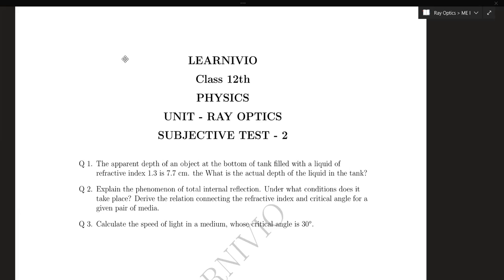Yes, Astha. Ma'am, for the third question, the medium is not specified. So it's like vacuum or air. For the third question, calculate the speed of light in a medium whose critical angle is 30 degree. That medium is unknown to you. The medium is not given. Just focus on the critical angle. Using the critical angle, calculate the rest of the things.